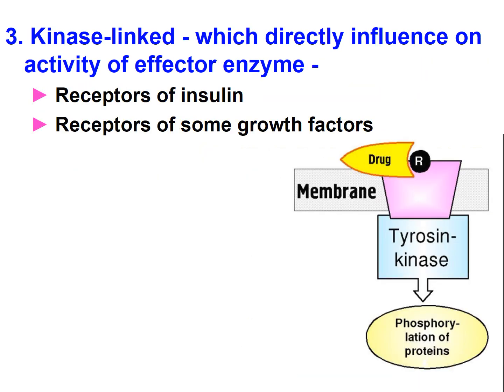The third type of receptors are kinase-linked receptors. They directly affect activity of an effector enzyme, which is usually tyrosine kinase, which performs the biochemical reaction of phosphorylation of proteins in our cells. And presence or absence of a phosphate group significantly affects the activity of these intracellular proteins, such as enzymes. Examples of such receptors include insulin receptors and receptors for some growth hormones, growth factors.